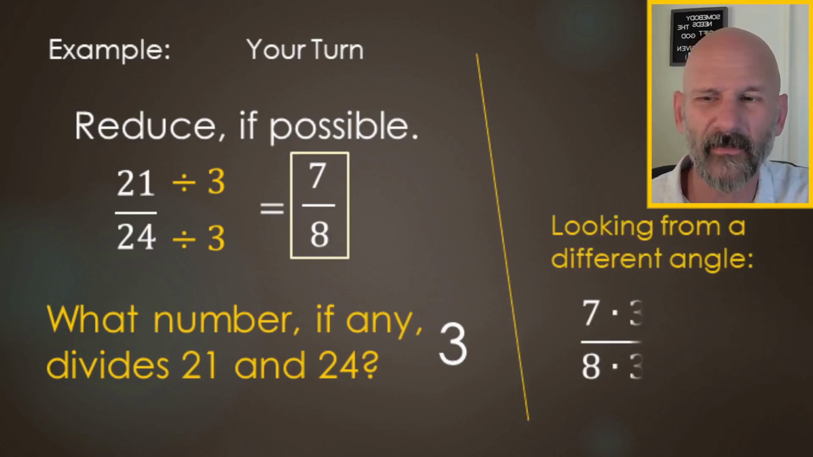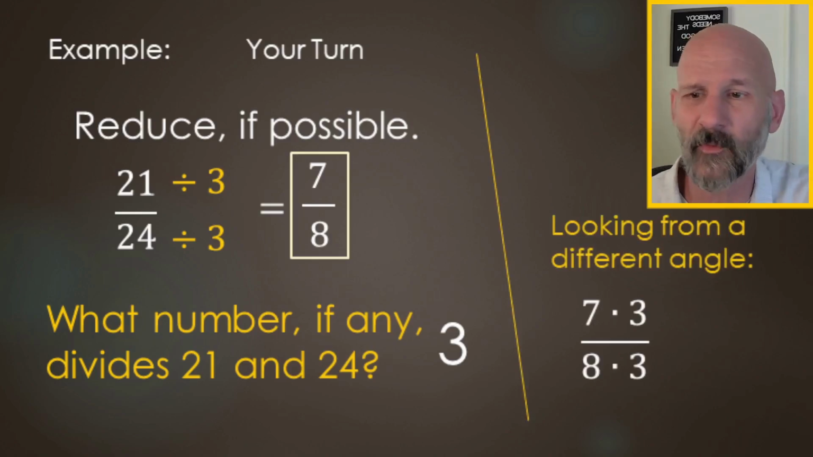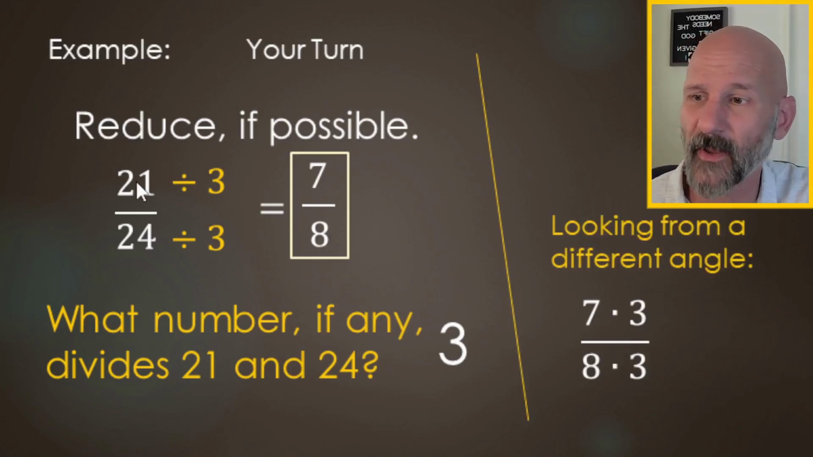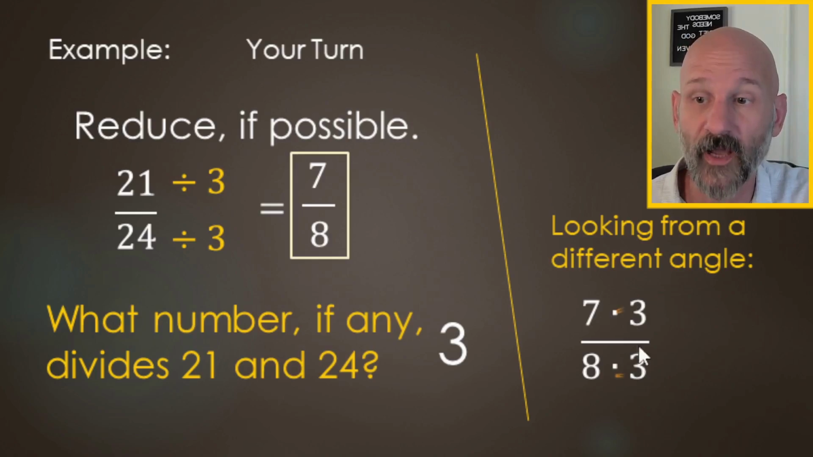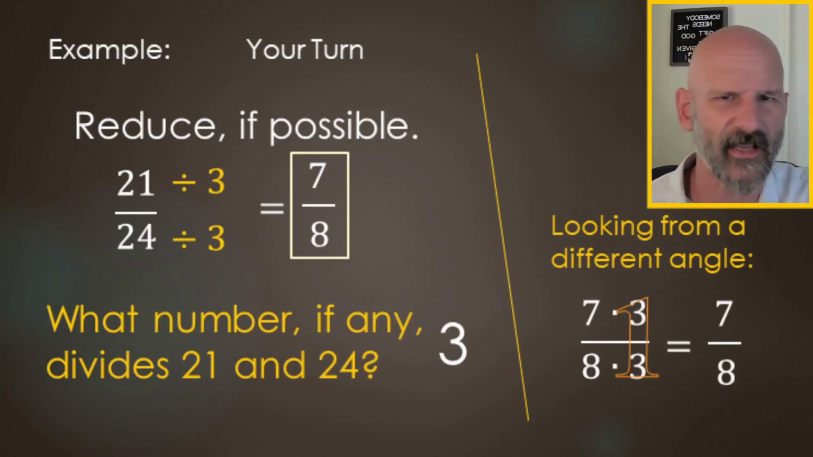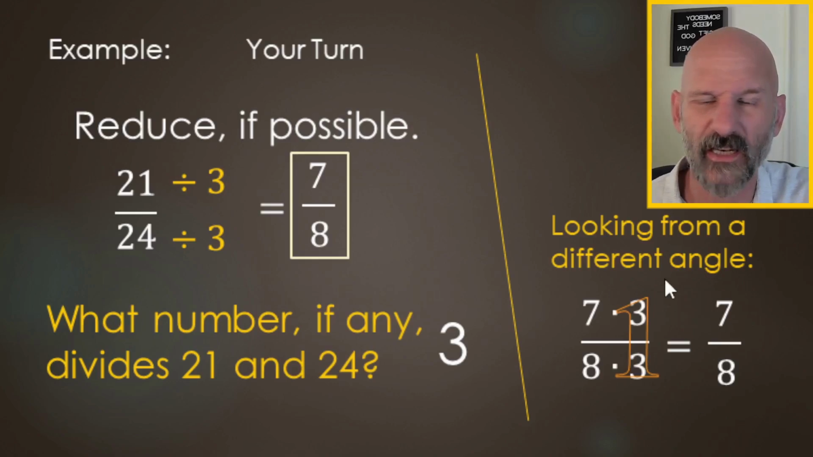Again, looking at that common factor, removing common factors, 7 times 3 makes 21, 8 times 3 makes 24. And this is that factoring type idea. So we can remove the common factor of 3 because 3 over 3 makes 1, or cancel, right? And so that just leaves us with 7/8 times 1, just leaves us with 7/8. We get the same answer either way. This is just a different way of looking at it.